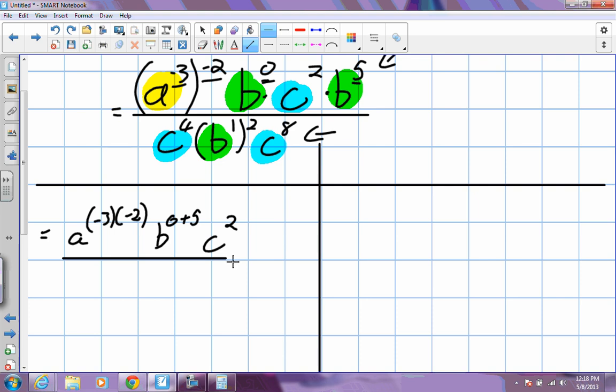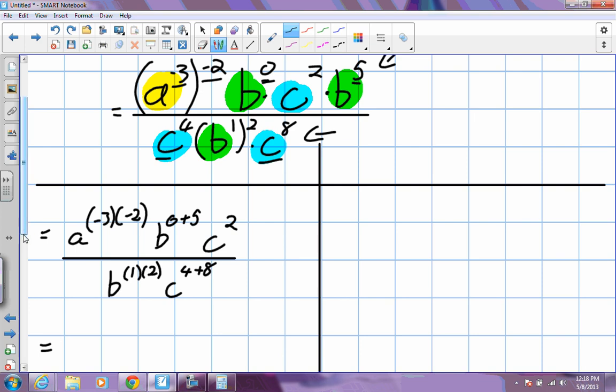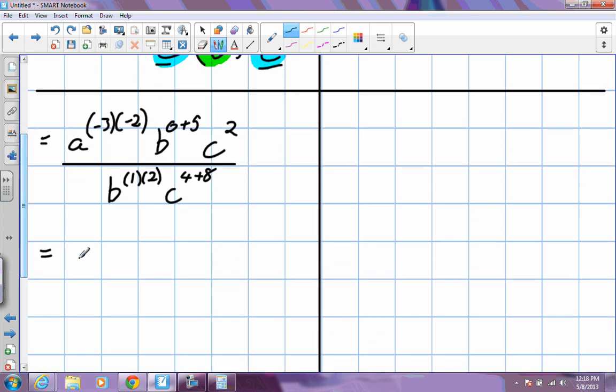On the bottom, we have 2 C's, and they're multiplied by each other, so what do we do with them? That's right, so we're going to get C, 4 plus 8. And with our B value, we'll multiply the exponents. 1 multiplied by 2. So we're going to get A to the power of 6, B to the power of 5, C to the power of 2, divided by B to the power of 2 and C to the power of 12.